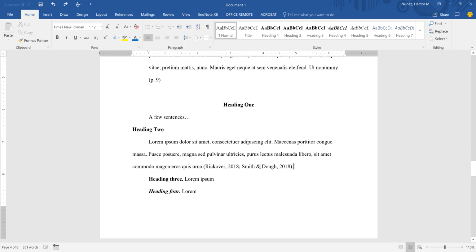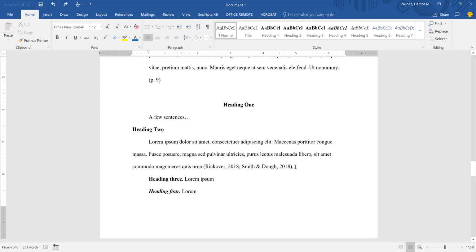Notice here that you have this ampersand inside these parentheses. You use the ampersand. You don't use and. I also don't have any first and middle initials inside these parentheses. We don't use those when you get into in-text citations.